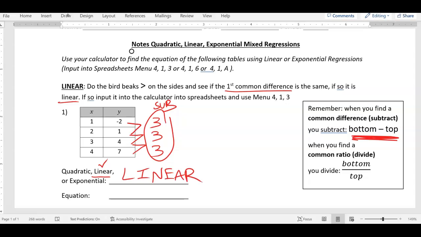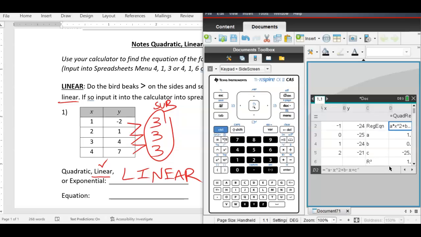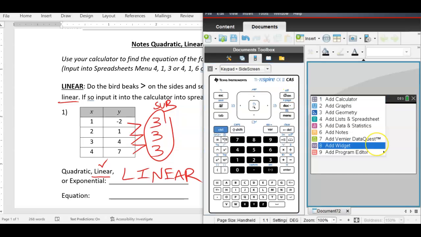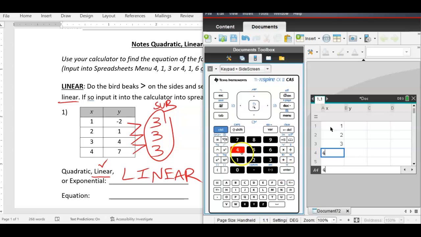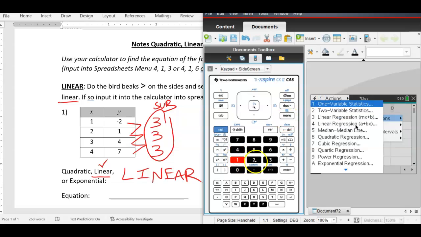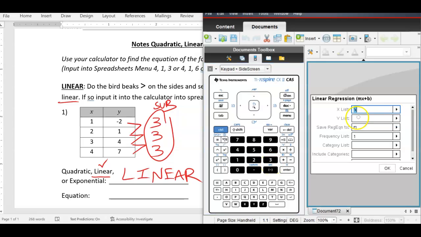Do y'all remember what we put in the calculator for linear? Spreadsheet, menu 413. I'm going to do that real quick here. Ready? New document, don't save. Number 4, X and Y at the top. 1, 2, 3, 4. Negative 2, 1, 4, 7. So everyone's able to type it into the spreadsheet, right? And then for linear, it's menu 413, right? X is X, Y is Y.